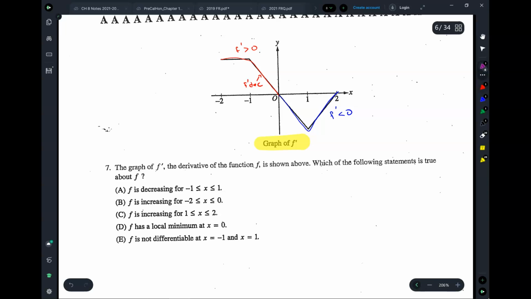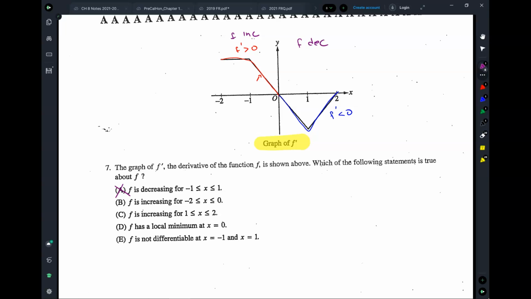Okay, so let's see what we know here. F prime is positive, that means the function is increasing, right? But the concavity here isn't changing, okay? But here it's concave down. Okay, so let's look at some questions. F is decreasing from negative 1 to 1. Is that true? No, because we just said that f is increasing here, f is decreasing there.